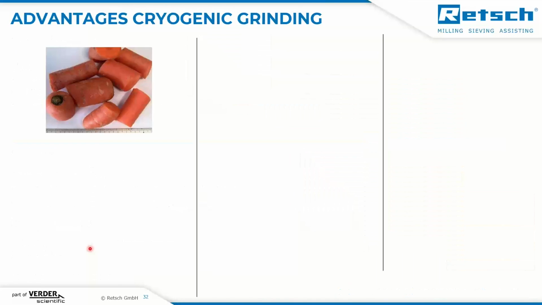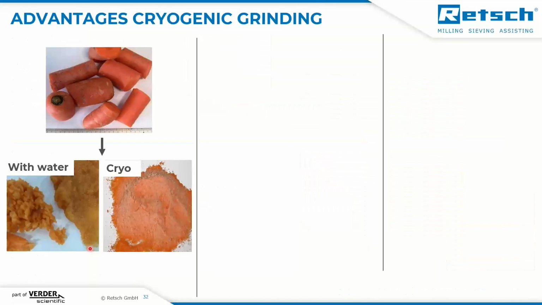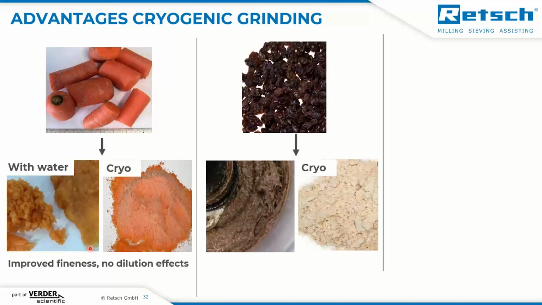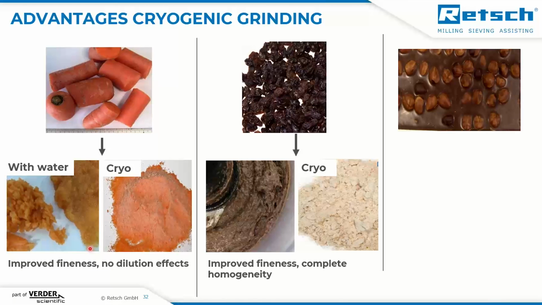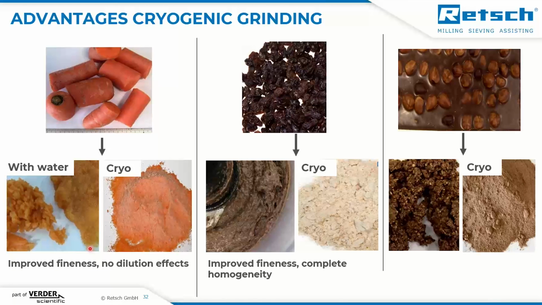So the advantages of cryogenic grinding: in the case of carrots, we do not have to add some water or to mix it manually in between, so no dilution effects. In the case of raisins, we are sure that there are no leftovers just swimming in this sticky sample. So we get complete homogeneity. And for this chocolate with the nuts, we see directly that we can get rid of all this nut residue. So it's complete pulverization when we do it cryogenically.